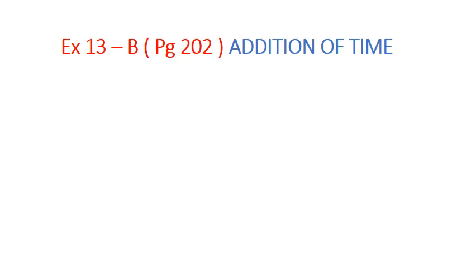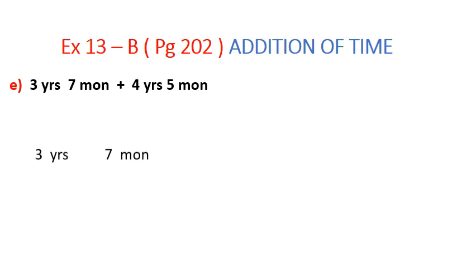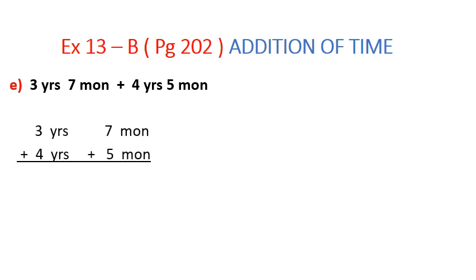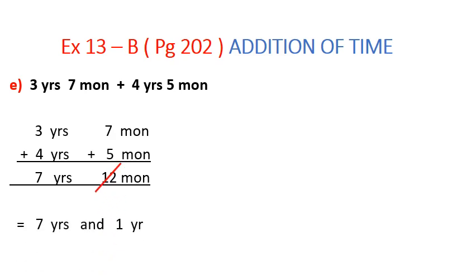Now we are going to see how to add years and months together. So let us continue question number E. 3 years 7 months plus 4 years 5 months. Arrange them one by one down as separate groups as years and months. So 3 years 7 months and below 4 years 5 months. Now we are going to add them. So we will get 7 years 12 months. And 12 months will become 1 year. So 7 years and 1 year, that is a total of 8 years.